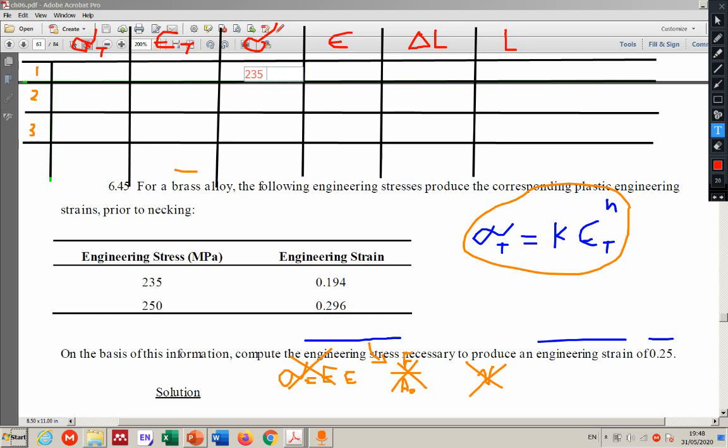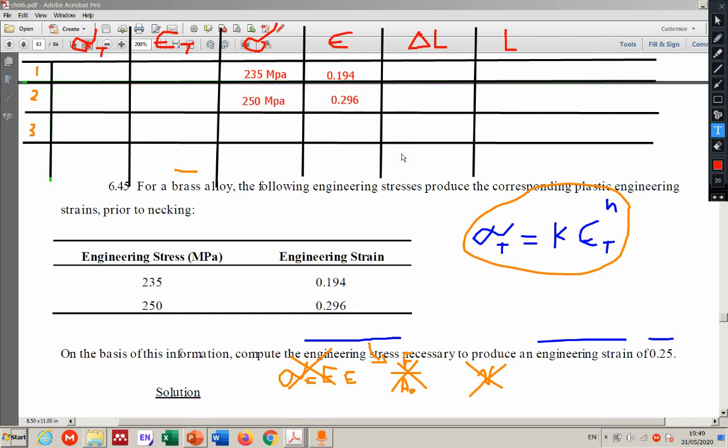I have here an engineering stress, and I have the corresponding engineering strain, so I'm going to write it under here, which is 0.194. Now I have another case. It's 250, still engineering stress, so I'm going to write it here, 250. Then the corresponding strain is 0.296. Oh, this is megapascal as well. This is megapascal.